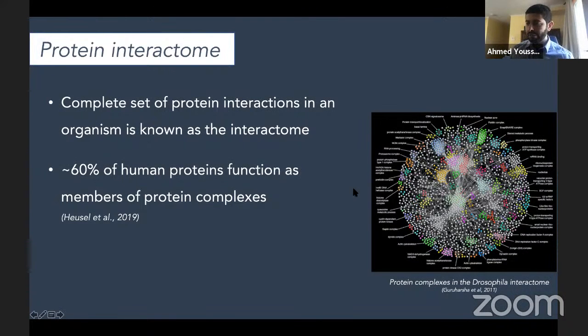Now, the main motivation for studying this interactome in our lab, as opposed to individual interactions, is that there's evidence in the literature that most human proteins function in the cell not in isolation, but rather as members of these protein complexes. And this is related to the talk by Isabel last week, where she was also talking about something similar, looking at protein complexes using co-fractionation data.